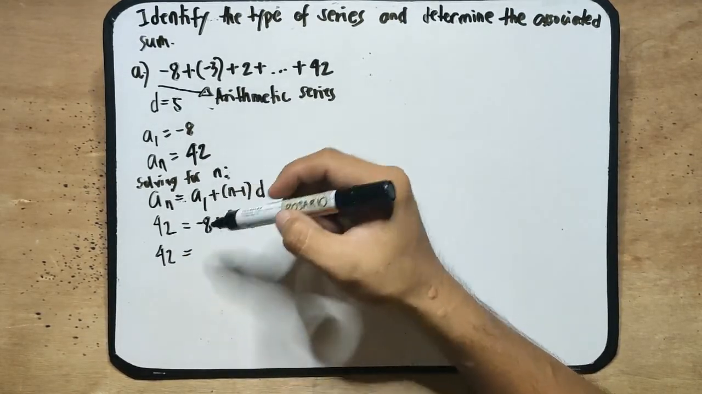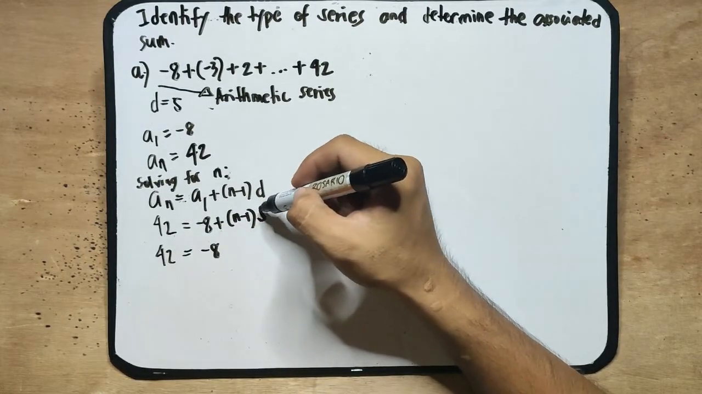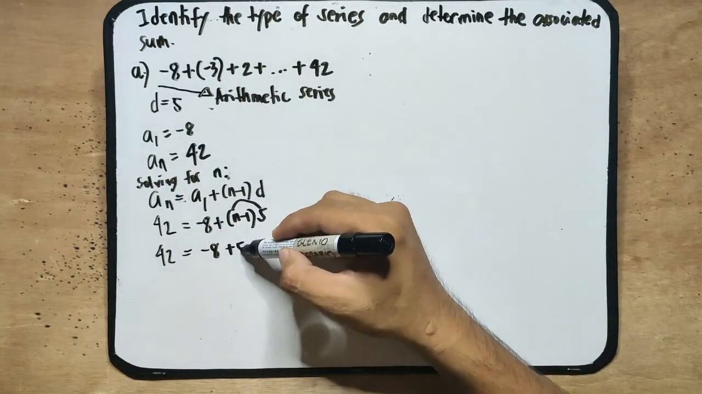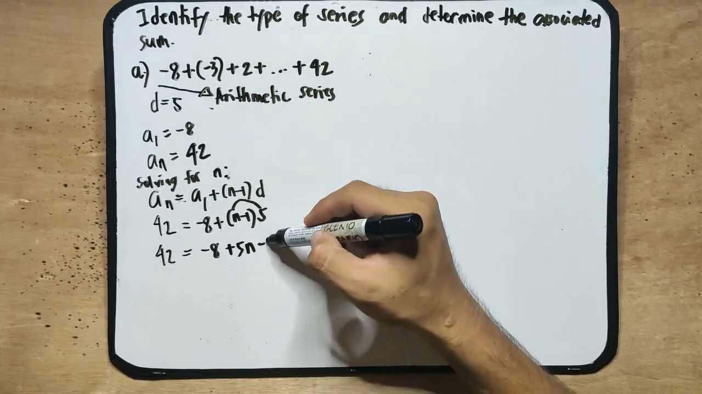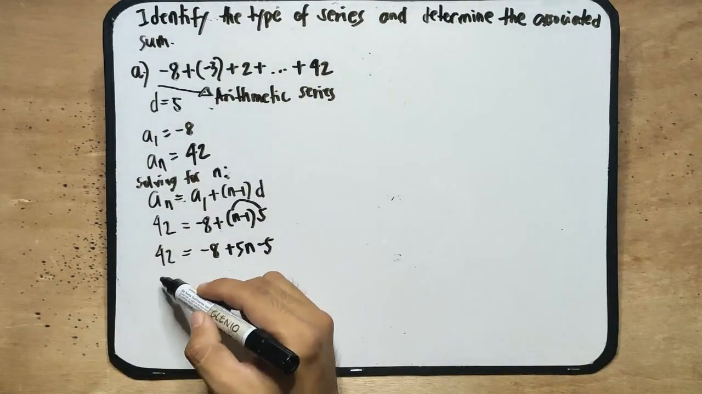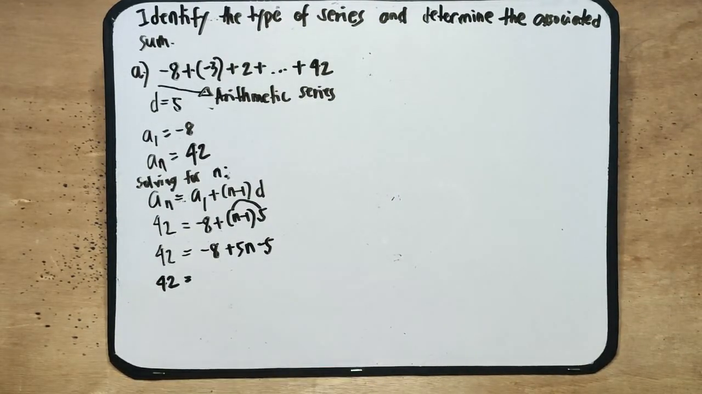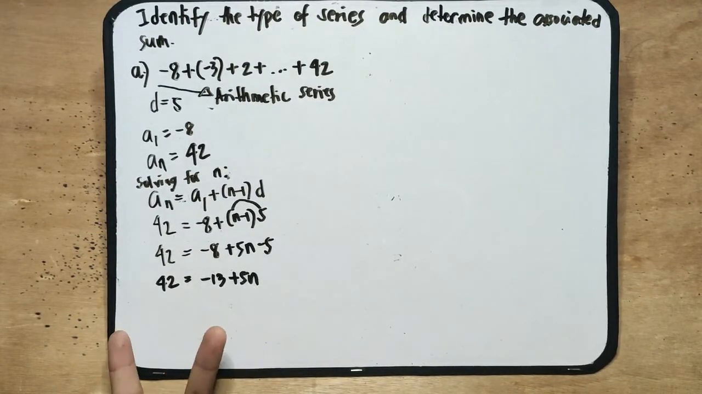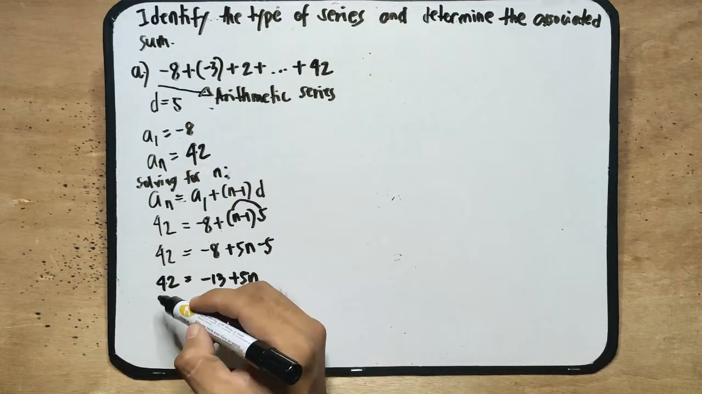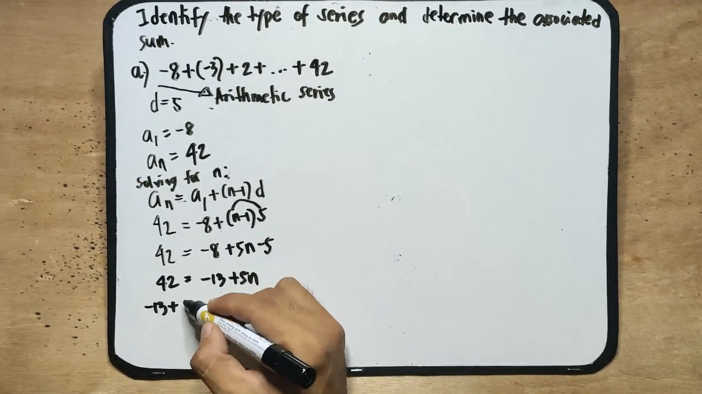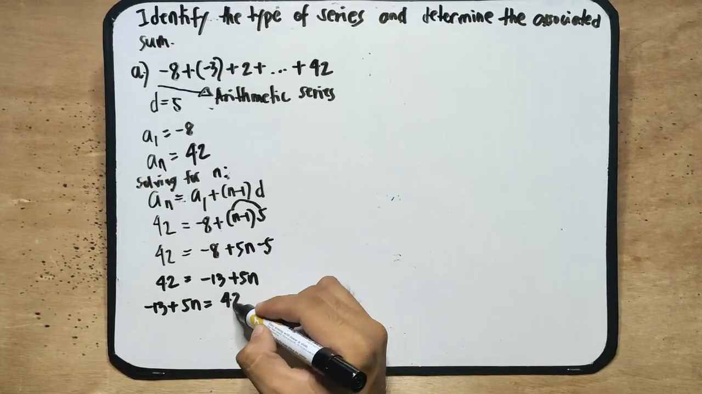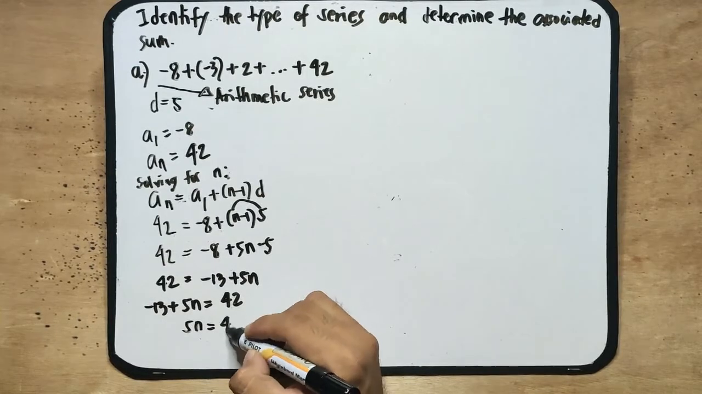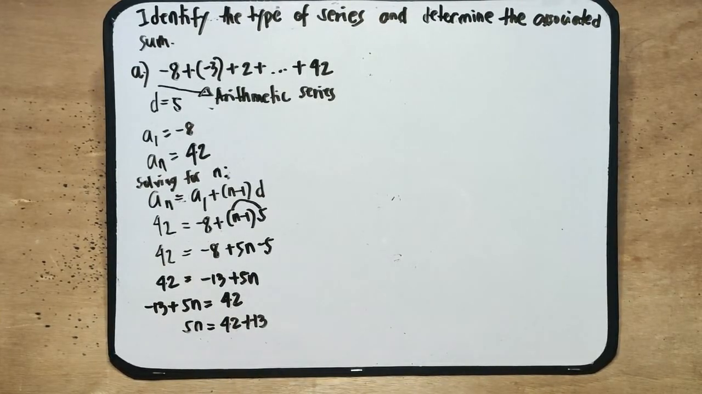So we bring down 42, we bring down negative 8, we distribute 5 to all the terms inside the parentheses. 5 times n is positive 5n, 5 times negative 1 is negative 5. So we bring down 42, we combine negative 8 and negative 5, that is negative 13 plus 5n. And since equal silang dalawa, we can interchange their positions. This will be negative 13 plus 5n is equal to 42. Constant term ito, ililipat natin siya sa right. So we have 5n is equal to 42 plus 13.